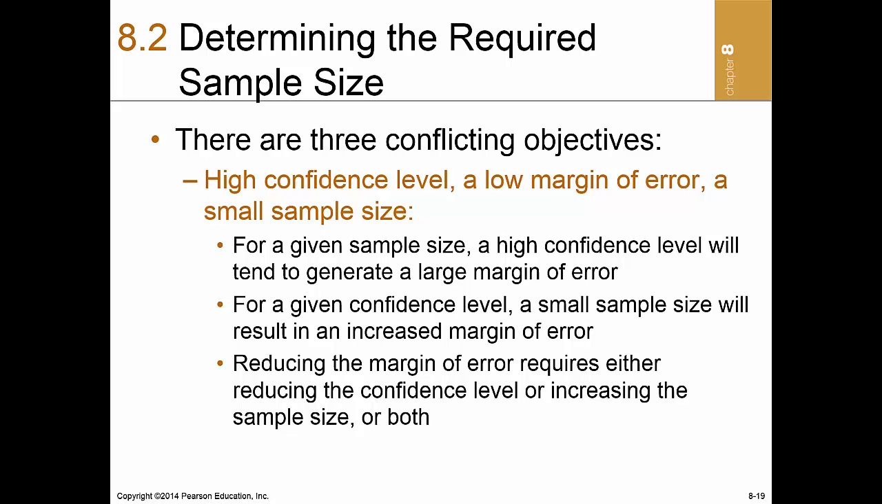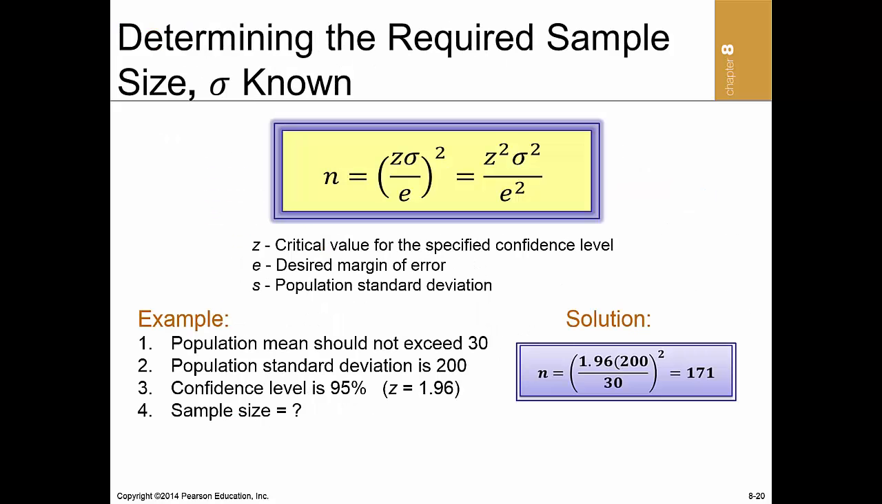A common question from business decision makers who are planning an estimation application is, how large a sample size do we really need? So in this example, we've run the equation backwards and rearranged it using algebra, so we've solved for n here. So reduced it to the quantity of z sigma divided by e, or margin of error, and then square that result, or you could square each individual value.